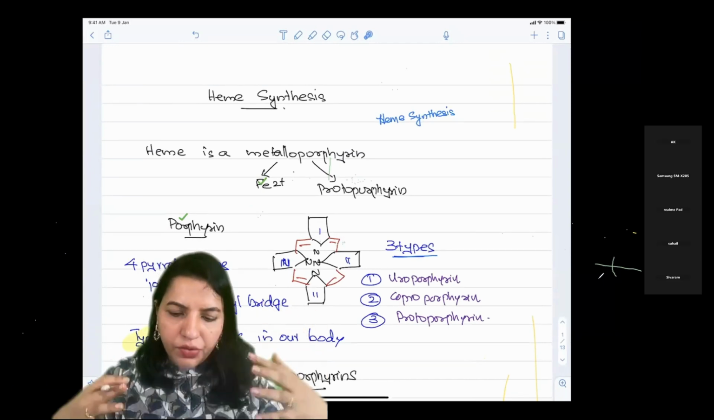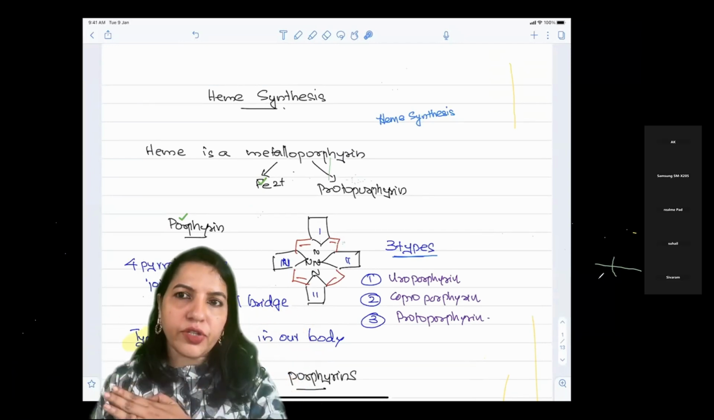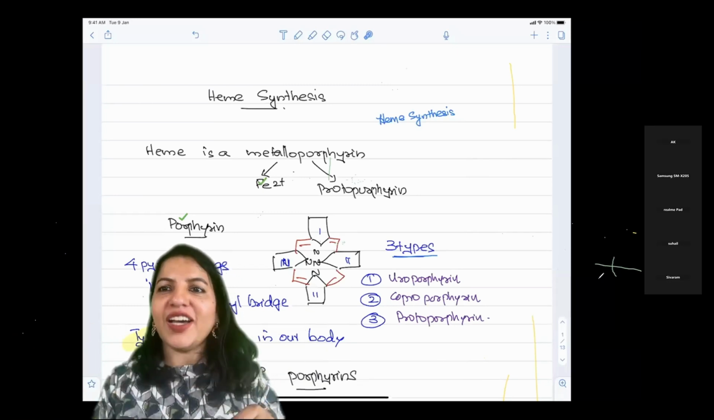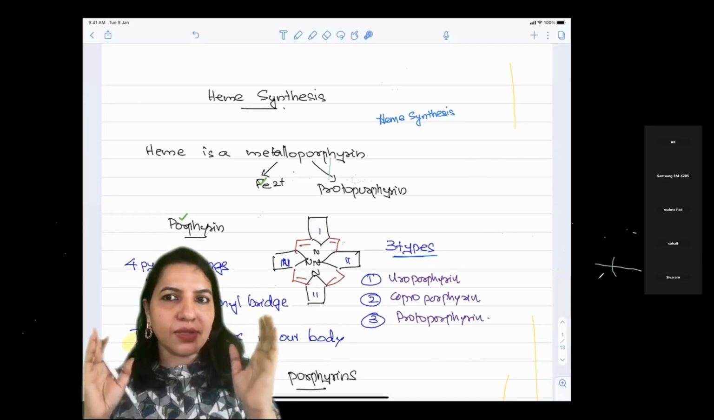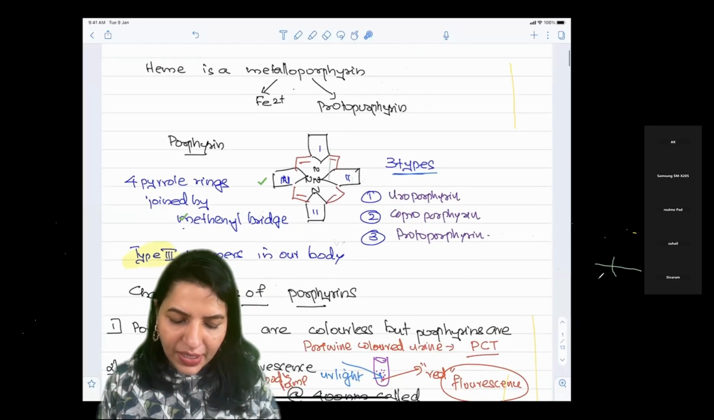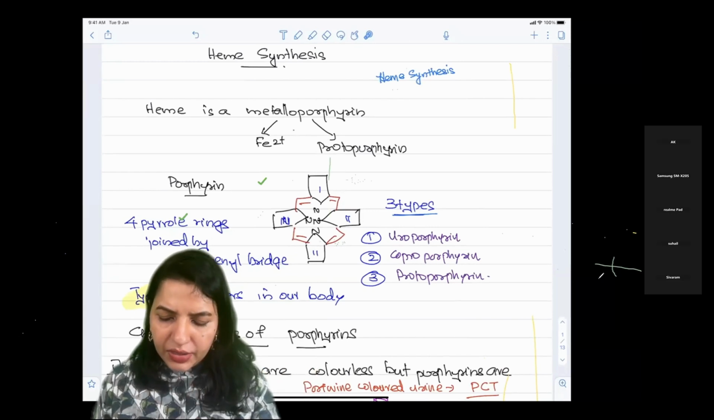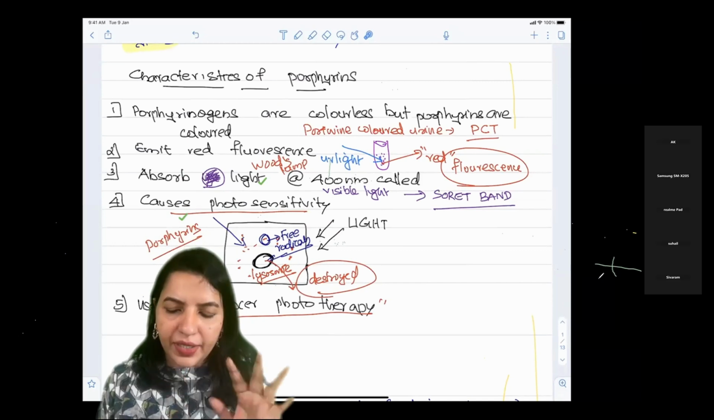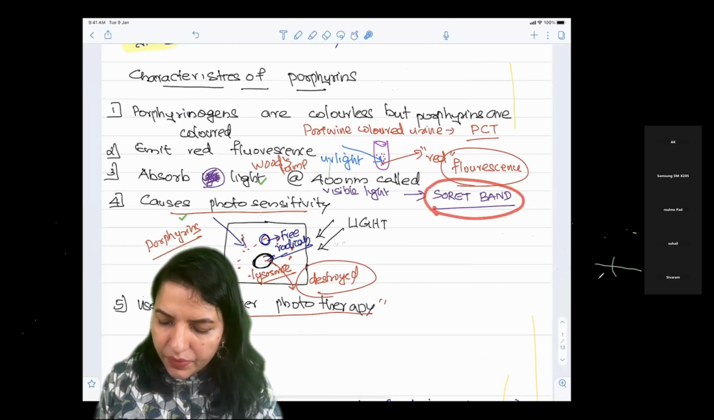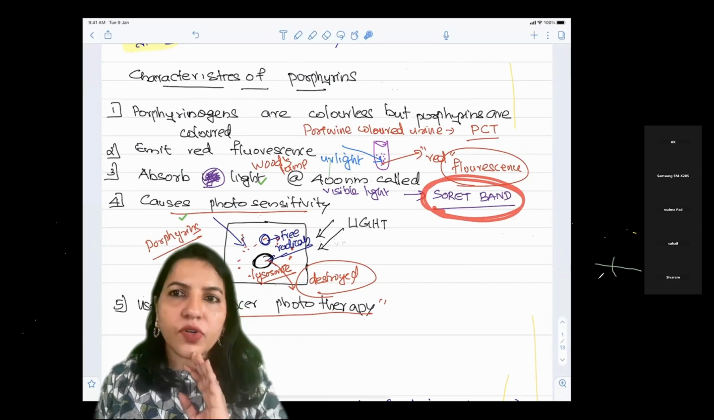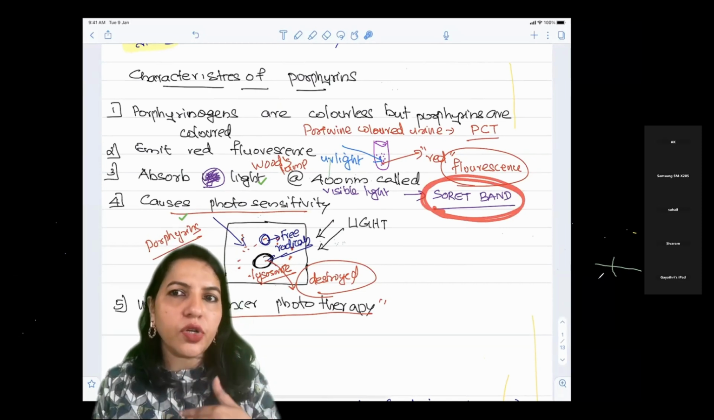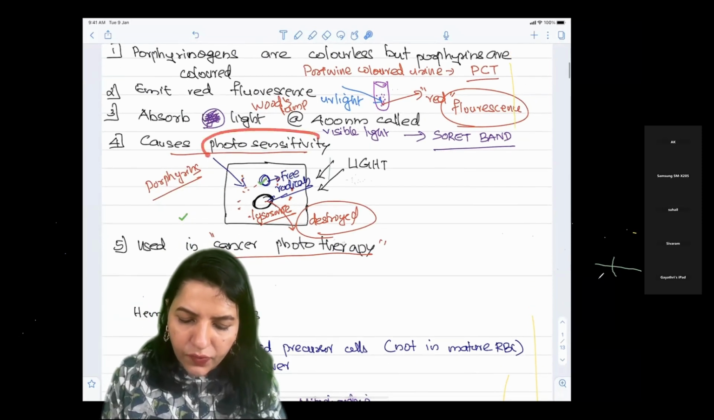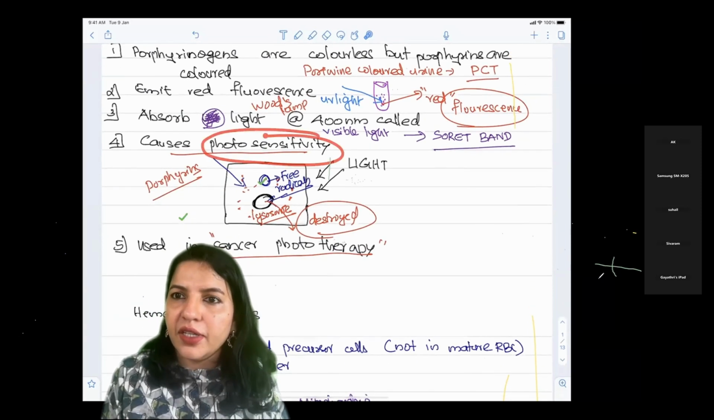Now what you have to write in your revision notebook, or what you have to highlight in the same notebook with highlighters: the first initial things you just leave. All these things I have told you as characteristics, you can just leave. Just learn the name. The rest is for understanding. Once you have understood it, you need not learn it again and again. Then it causes photosensitivity. Just understand that. It's very important.